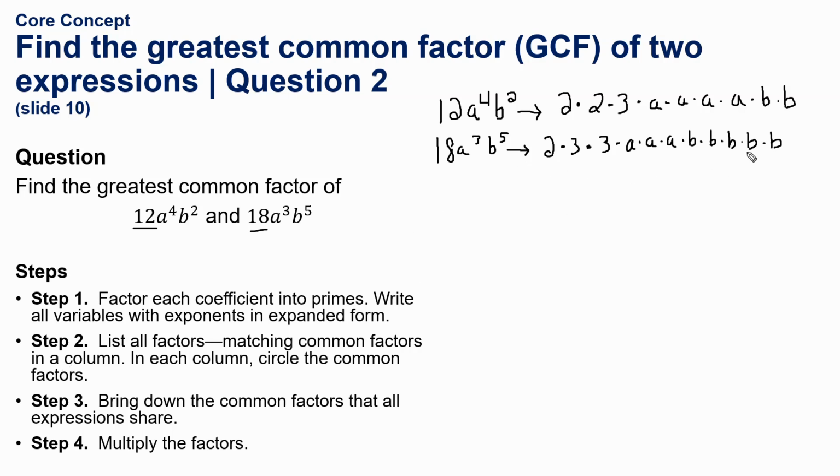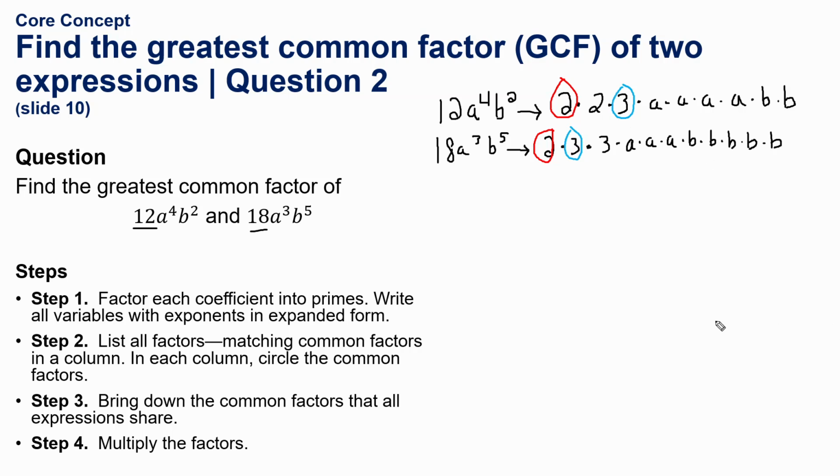Step 2 is to list out our factors, which we did, and match the common factors in a column. In each column, circle the common factors. So in this case, we have the 2 and the 2, that matches up. This 2 does not match up to the 3, but we have this 3 and this 3 that match up. So I'll do different colors for each. So this 3 and this 3. This 3 then is uncovered. There's no 3 that matches up to 12. So basically 12 and 18 share a greatest common factor of 6.